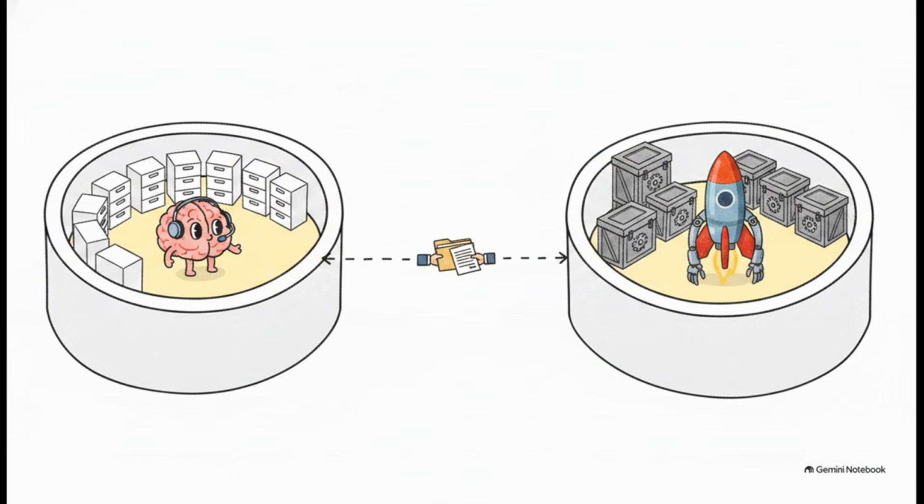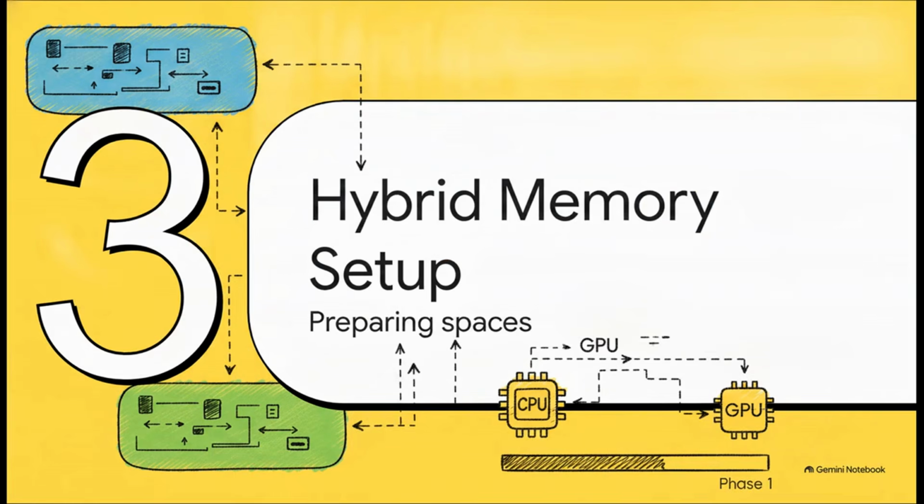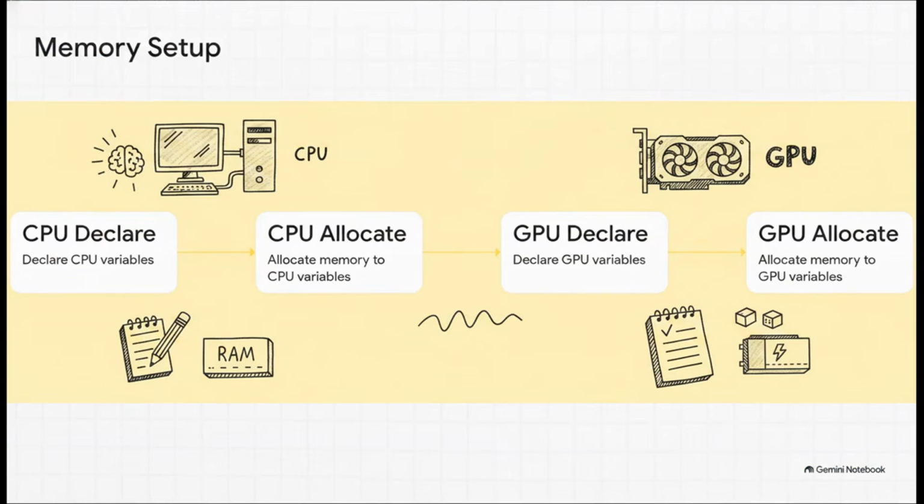They need a bridge. Section 3. Setting up hybrid memory. Let's get these spaces prepared. Okay, so here are the first 4 steps of the 9-step CUDA program execution model, and you'll probably spot a theme right away. We are mirroring our setup.